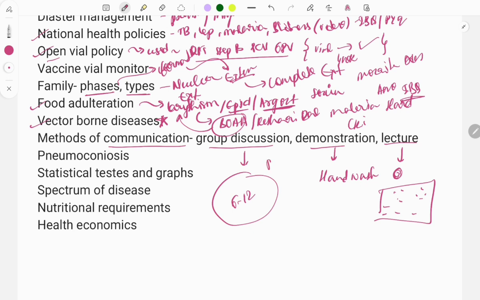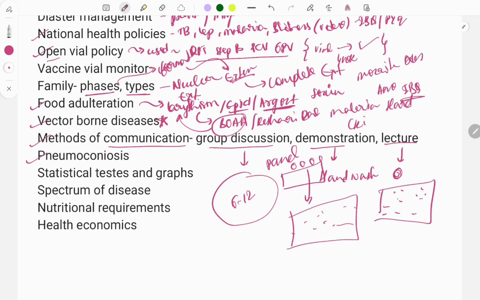Then there is also another type, that is the panel discussion, in which in a panel there will be 4 to 5 expert members sitting and they will be addressing a huge number of community. Okay, so you need to look at all those methods of communication.